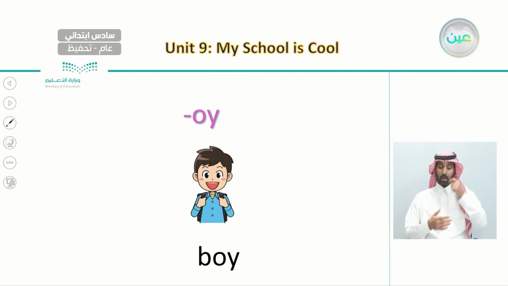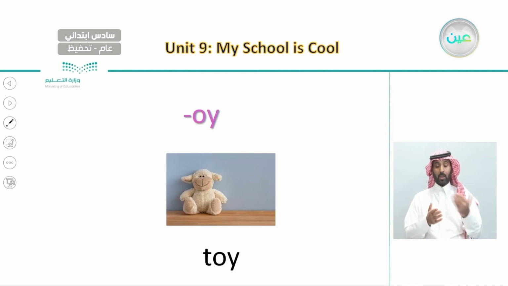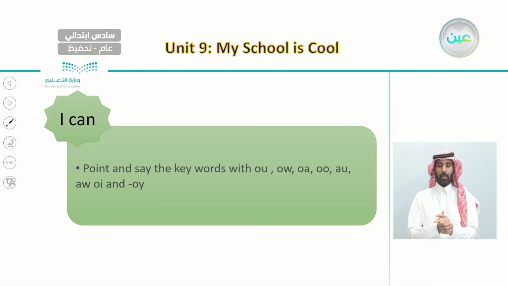And the last sound we have is the words that end with O and Y. Like, for example, boy. Boy. And the other word that ends with the sound of O and Y is toy. Toy. Very well. So at the end, it's very important that you can point and say all the keywords with all of these different sounds.